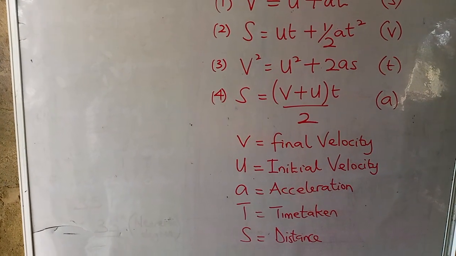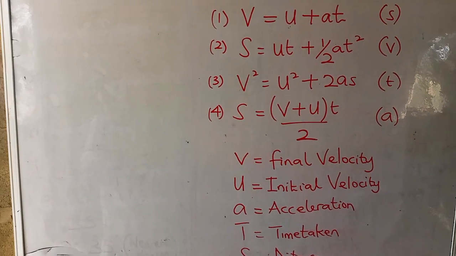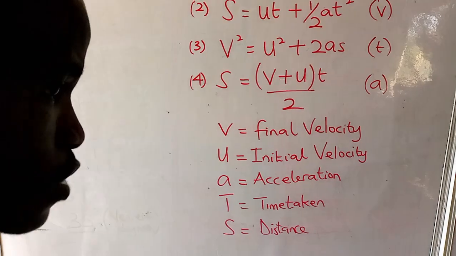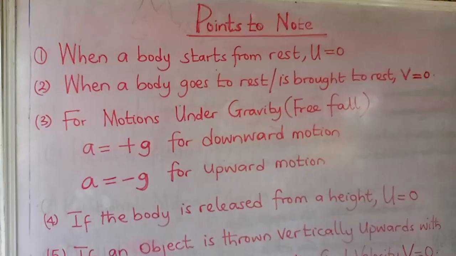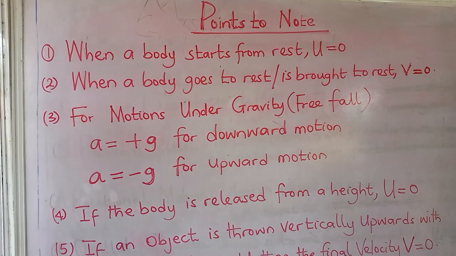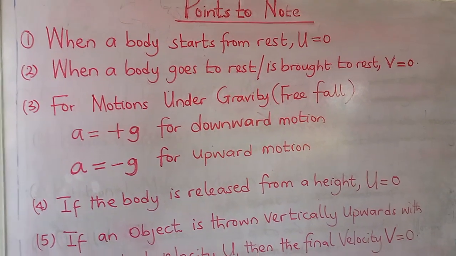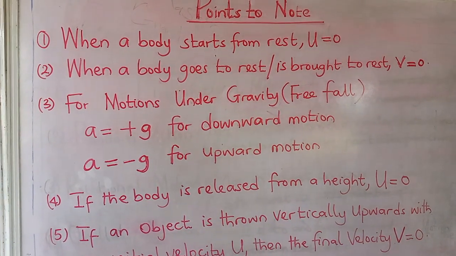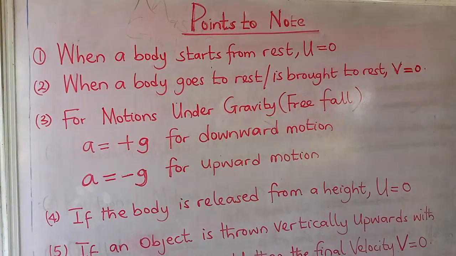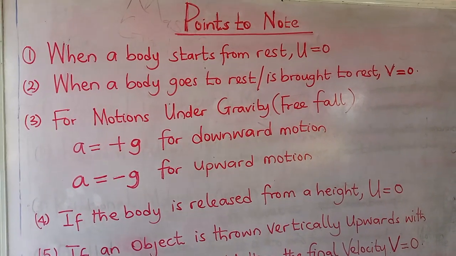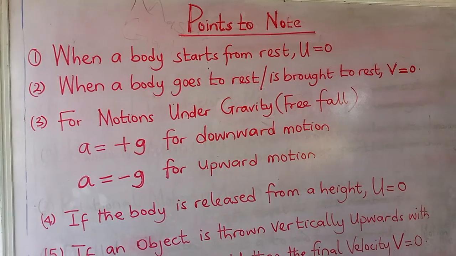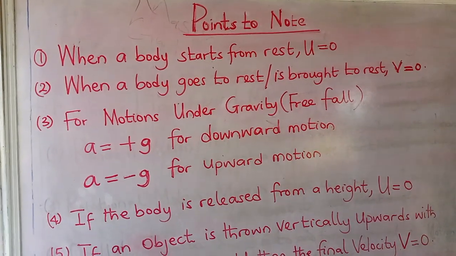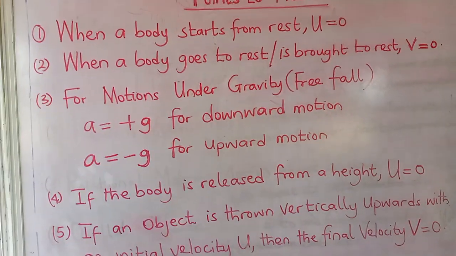It's very important. Now, we're going to solve some questions. But then, let me say this again. Now, points to note. If you want to solve questions with the equations of motion that we have been given, these are the points to note. When a body starts from rest, the initial velocity, u, will be 0. When a body goes to rest or is brought to rest, v will be 0. You have to be on the lookout for all of these points as you solve your questions. If you don't get to know this now, you will fall short many times.